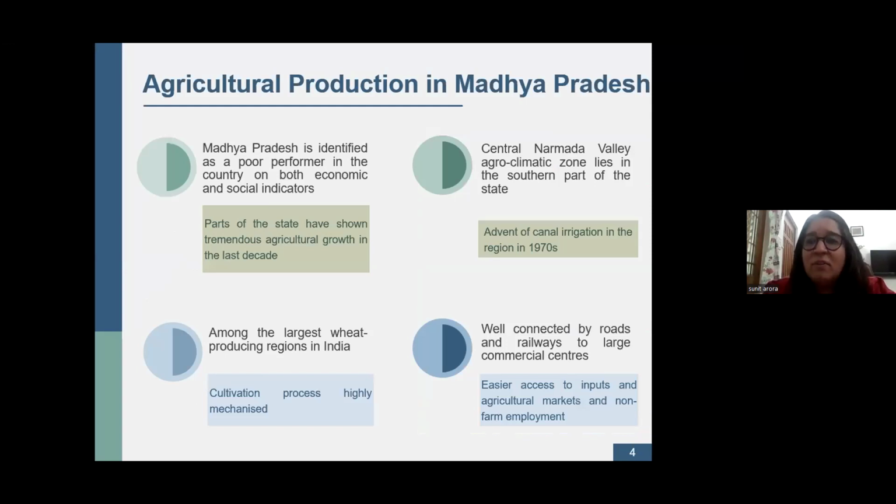Now that I've told you some of the basic points about agricultural production, I'm going to take the rest of this session to tell you a story. The story of agrarian change in southern Madhya Pradesh.